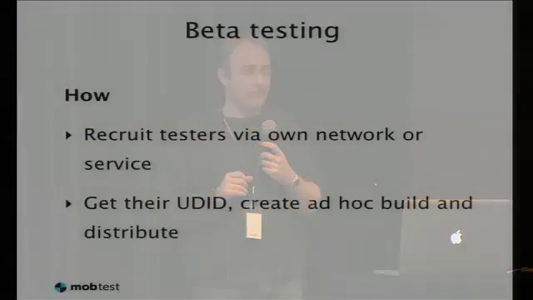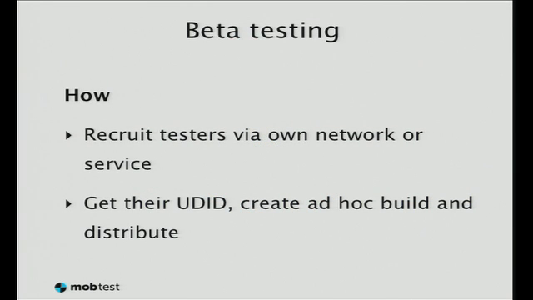You can reach out to them and ask them, hey, could you write a nice review and give a 5-star rating? That's going to be helpful. So how do you do it? Well, you need to recruit testers, obviously. Get a decent number. You can do it through your own network or through a service. And then you have the whole process that we all know is so painful, getting them to give you their UDID to create the ad hoc build. And yes, that 100 device limit is becoming kind of a pain, actually.